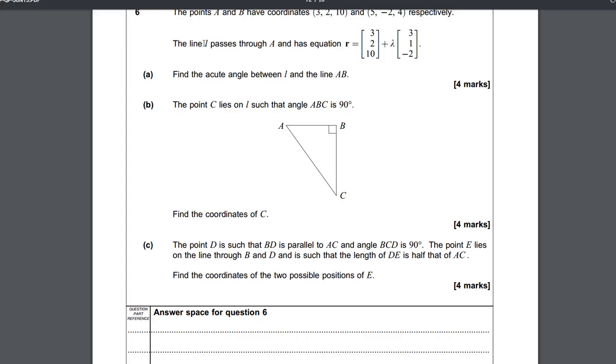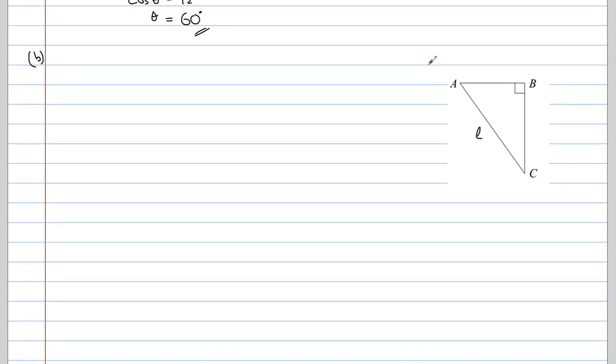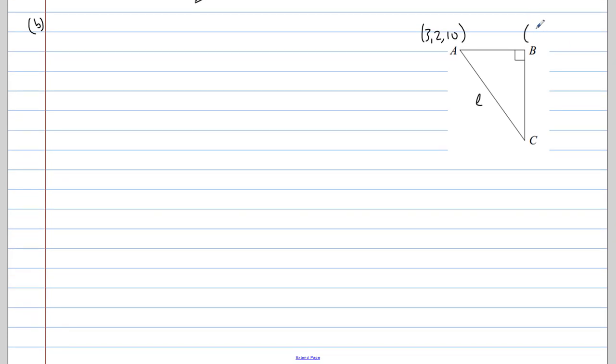In part B, we're told the point C lies on L such that the angle ABC is 90 degrees, and we're asked to find the coordinates of C. So to do this question, it will be useful to draw a diagram. We know A and C are both on line L, so we can put that in there. We know the coordinates of A are 3, 2, 10. And we know the coordinates of B are 5, minus 2, 4. We don't know the coordinates of C. But what we do know is that there is a right angle between AB and BC.